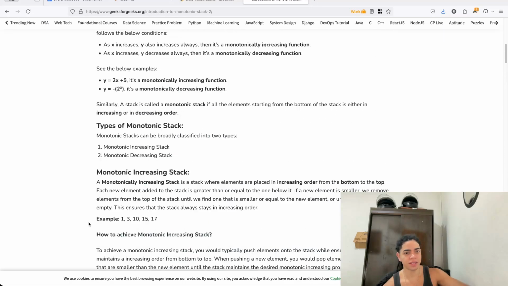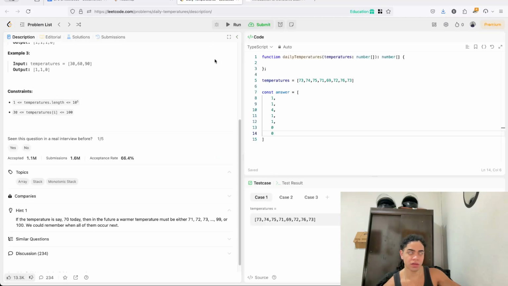Yeah, but the question is, even though the monotone... okay, so one way to do this is because we want to know the number of days that has passed. If the temperature is say 71 today, then in the future a warmer temperature must be either 72, 73.